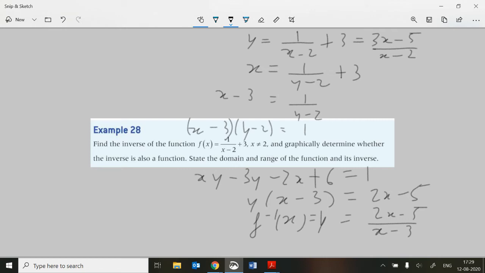The reason why I've done that is partly because I can see from this version that we've still got this condition that x doesn't equal 2. You can see that that's still our denominator. We still can't allow x to equal 2.